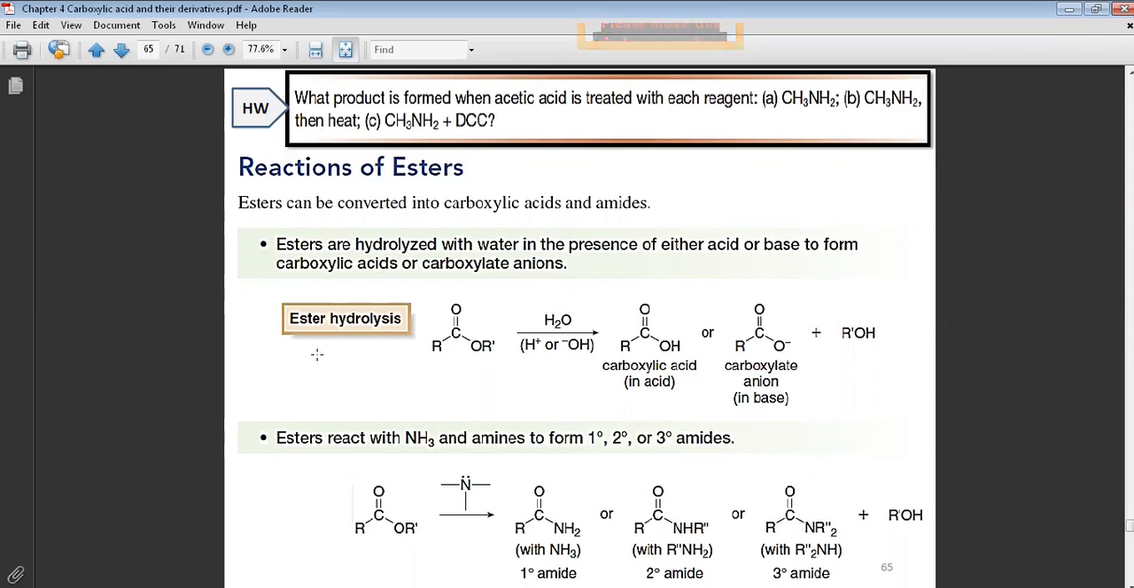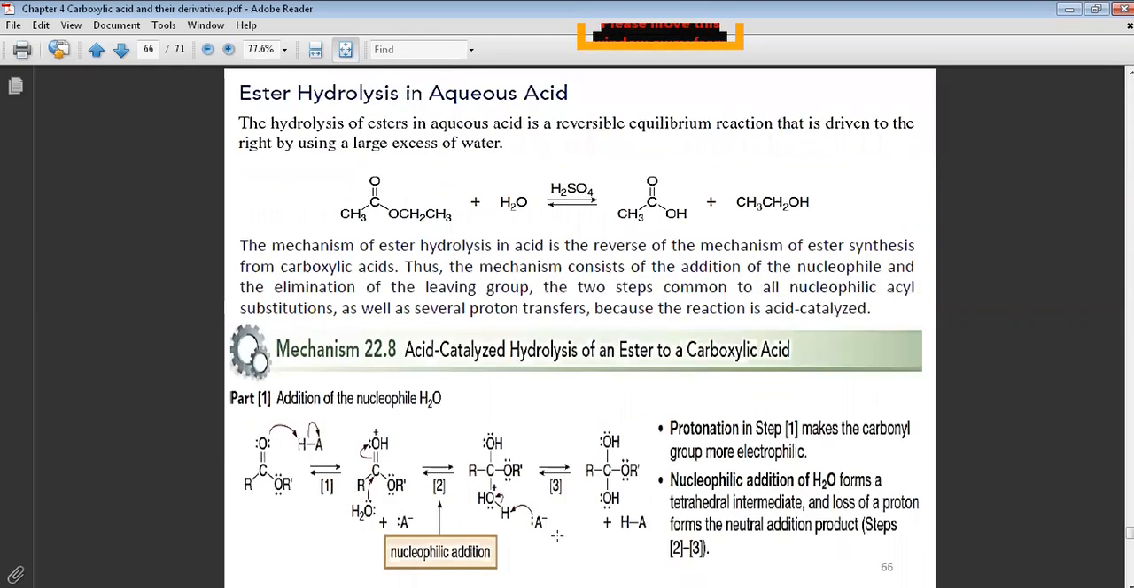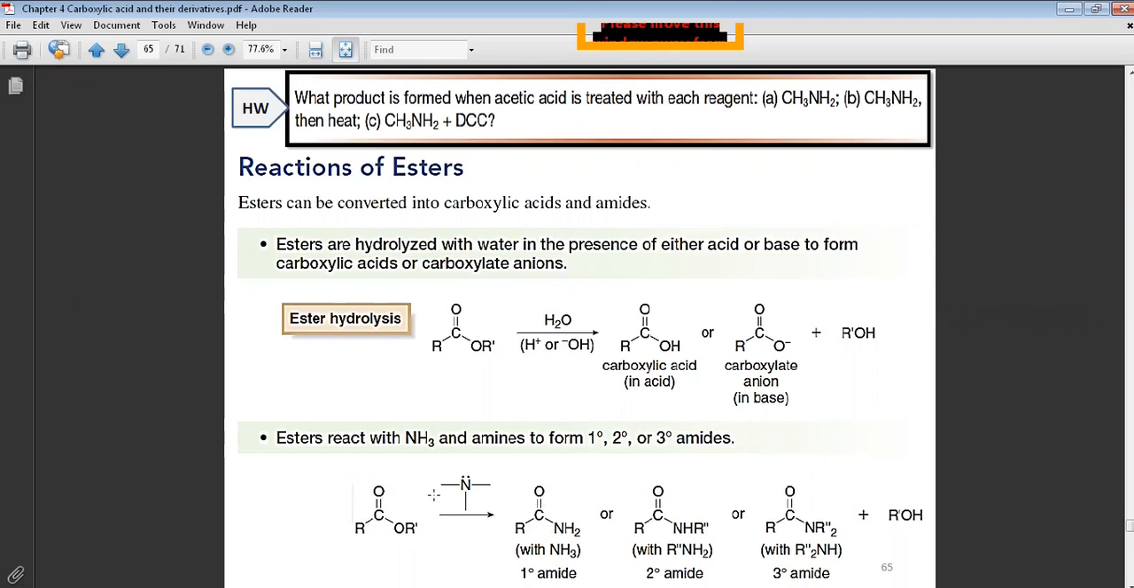Now, an ester reacts with ammonia and amines to form primary, secondary, and tertiary amides. If you use ammonia, it gives you a primary amide. If you use a primary amine, it gives you a secondary amide. If you use a secondary amine, it gives you a tertiary amide. And a tertiary amine cannot react with the ester. It will give you a salt.